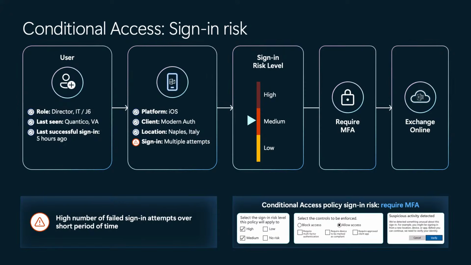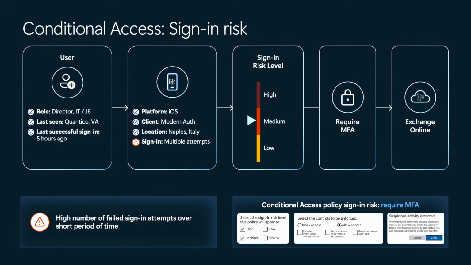Our risk engine is working at every authentication request, as I mentioned before. This is all happening in real time. And we've detected that there are some anomalies in this sign-in. The user traditionally logs in Quantico, Virginia, but all of a sudden we're seeing that in Naples, Italy, and we're seeing multiple sign-in attempts occurring all at the same time. We've now raised the sign-in risk from no risk to medium risk. And as part of my policy, I've defined below, as you can see, that anything that is medium or high risk, I want to allow access, but I want to allow access and require MFA as part of that.